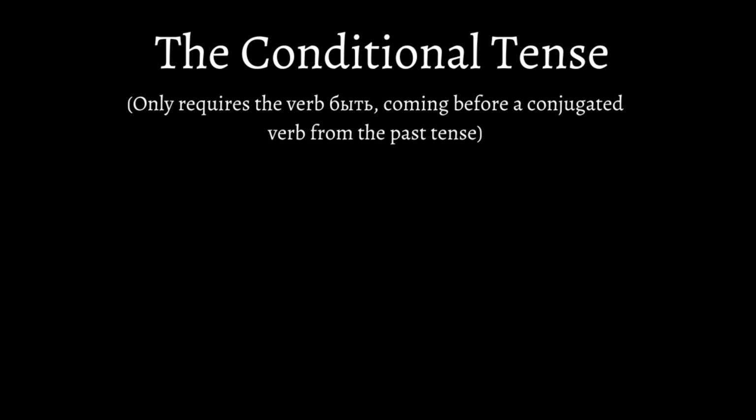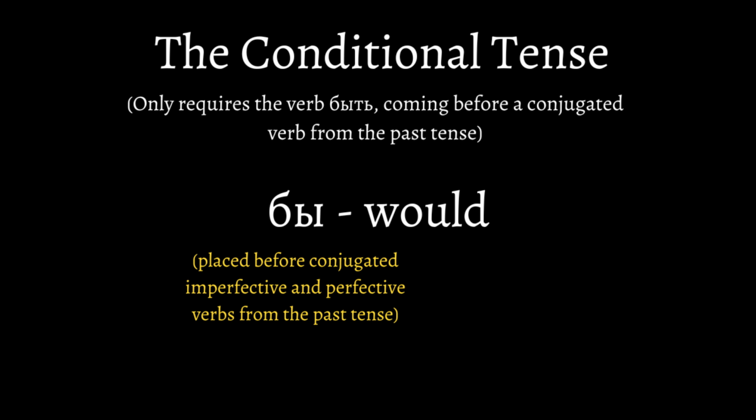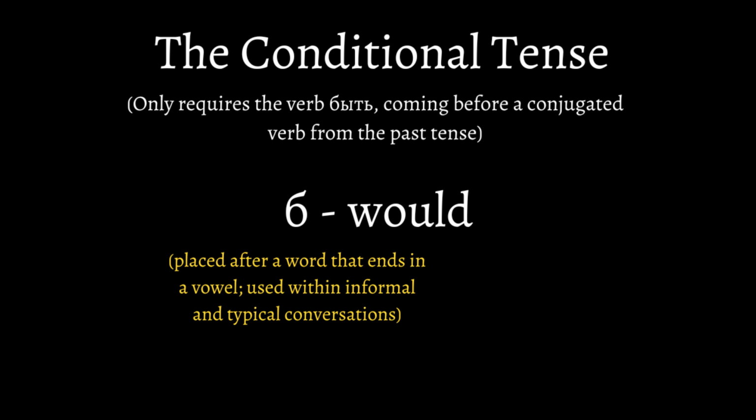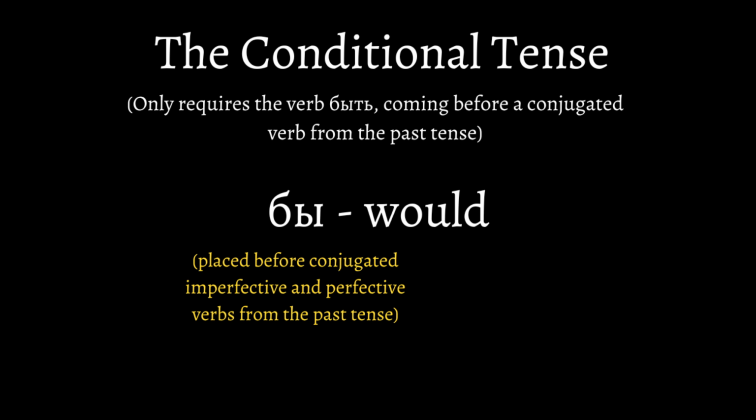The simplest, and most of the time, only conjugation that быть has in the conditional is бы. This word translates to the word would, and it's formally placed before conjugated imperfective and perfective verbs that come from the past tense. Sometimes, бы can be shortened to б. This mainly happens when the word бы is placed after a word that ends in a vowel and is used within informal and typical conversations. But in a formal standpoint, the word бы will be used.